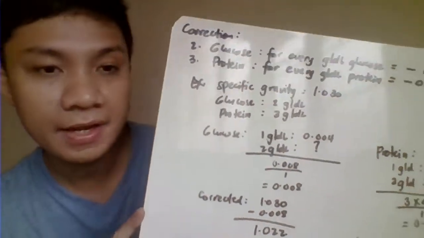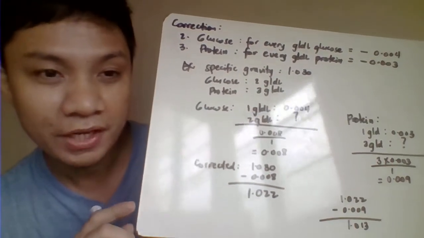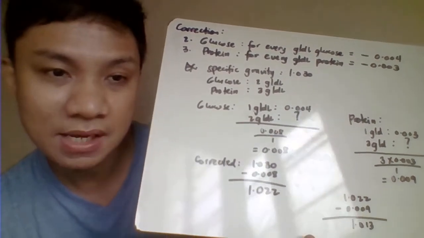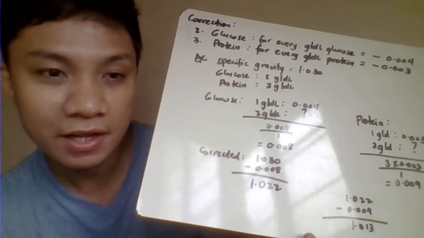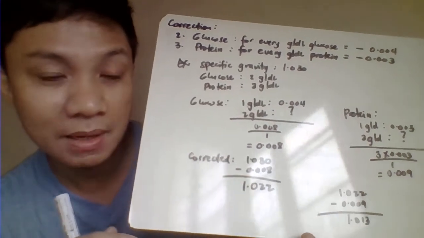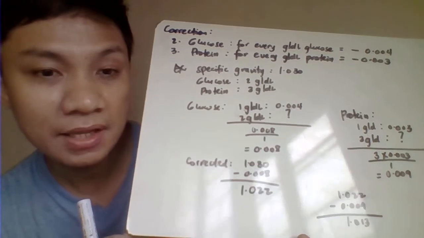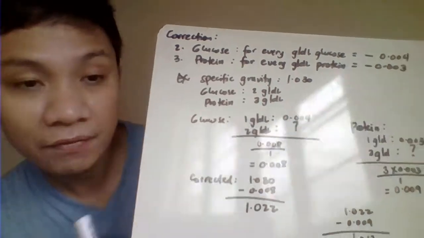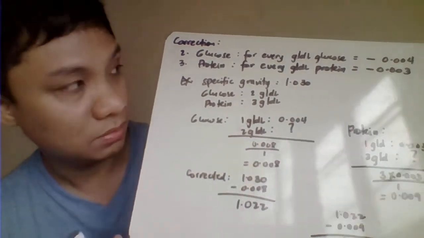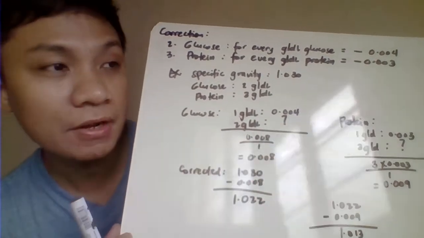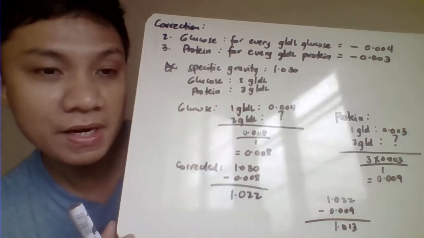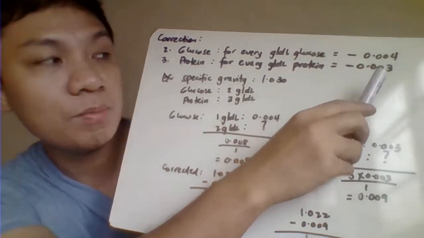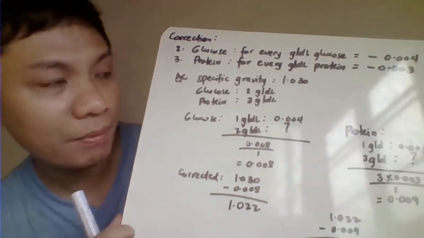Another necessary correction with your urinometer is for the presence of glucose and protein, because glucose and proteins are substances with very large molecular weight. Therefore, when they are present, you also need to make a correction to your specific gravity reading. For every gram of glucose per dL, you need to minus 0.004 from your specific gravity reading. For protein, for every gram per dL, you need to minus 0.003. We have an example for that.